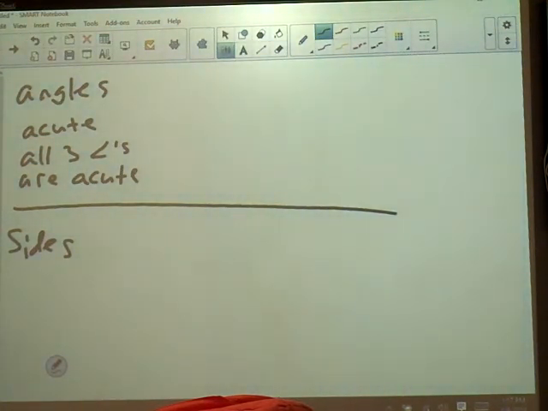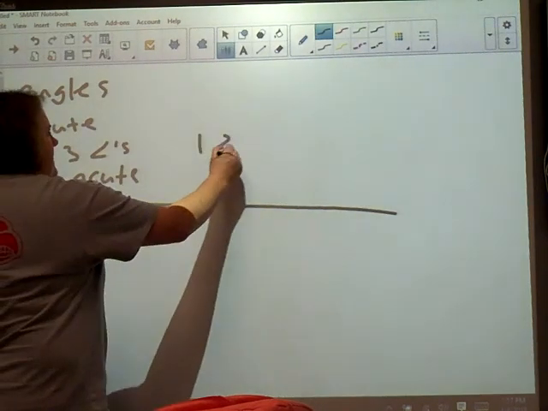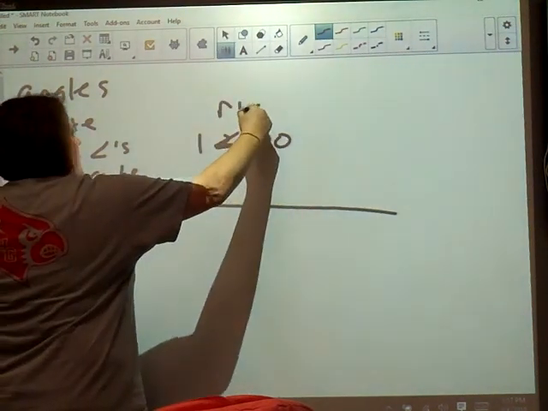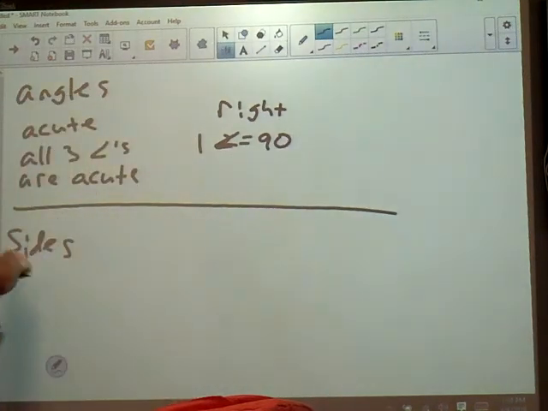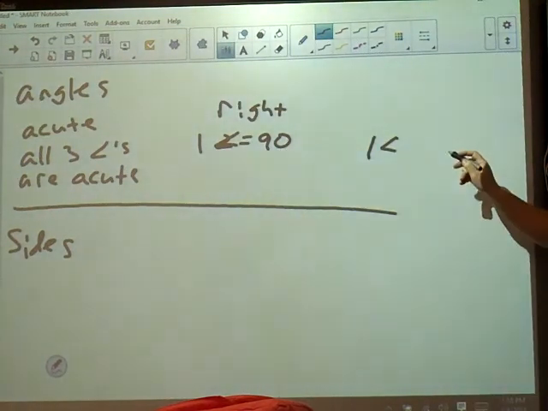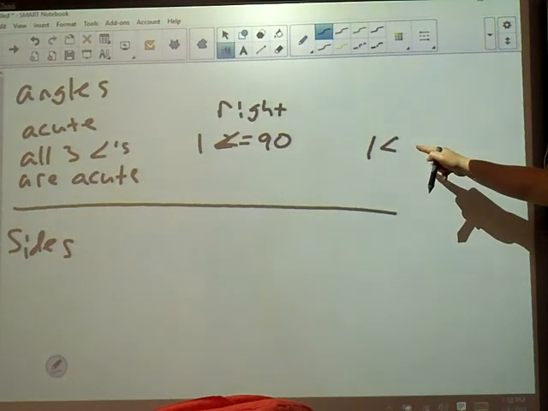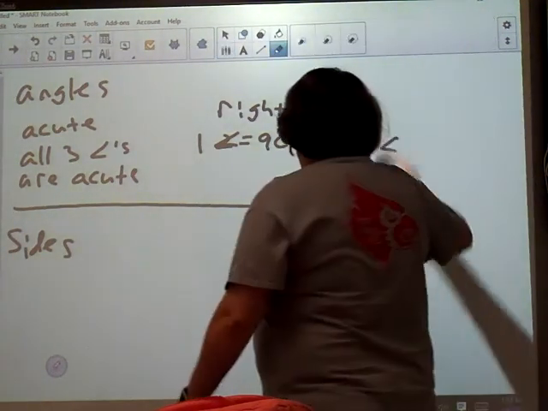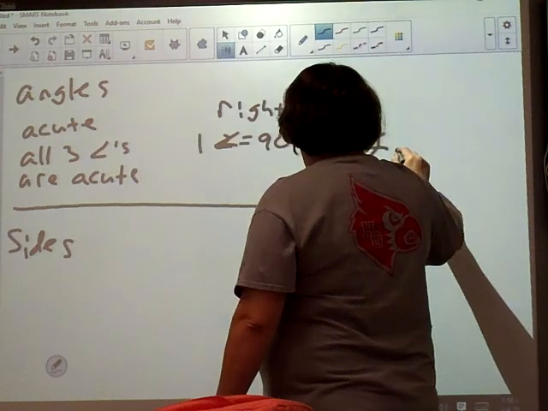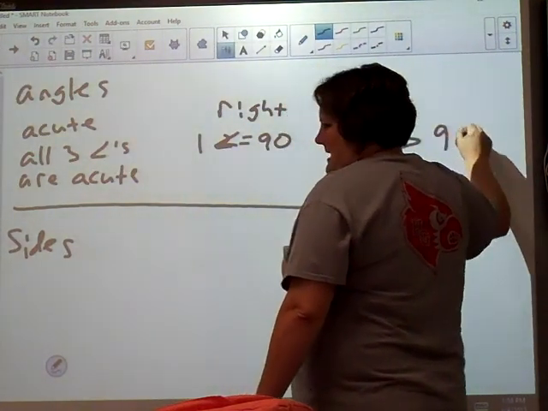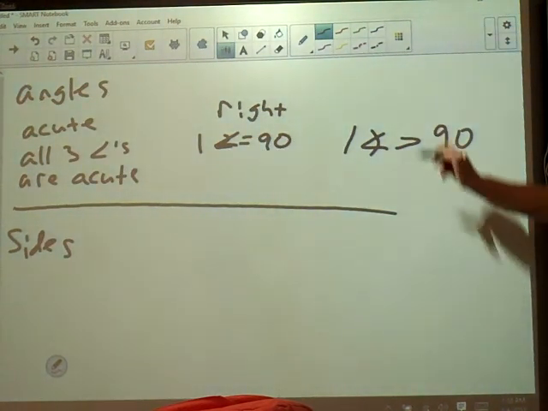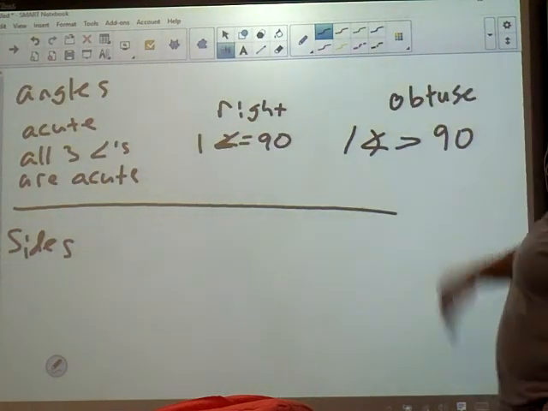What if I have an angle that is 90? One angle equals 90. It starts with the R. It's a right triangle. Very good. You're going to be down here in this category in a minute. What if I have one angle that is greater than 90? Look at Grace using some math symbols. What is it called if I have one angle that is greater than 90? Obtuse. Very good. So we can classify triangles based on their angle measure.